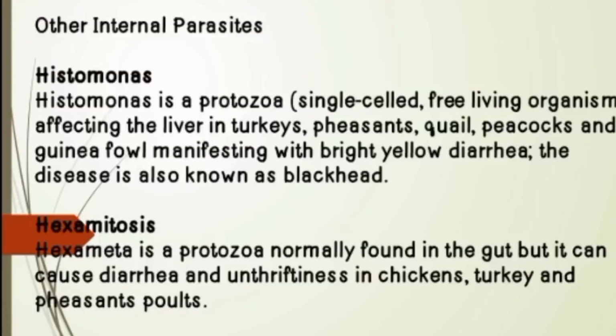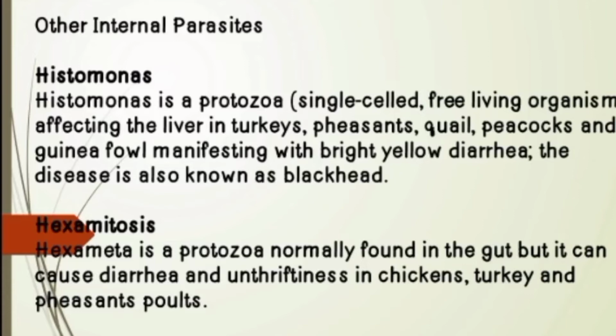The other internal parasites of the chicken are the Histomonas, which is a protozoa, a single-celled, free-living organism, affecting the liver in turkeys, pheasants, quail, peacocks, and guinea fowl, manifesting with bright yellow diarrhea. The disease is also known as blackhead.